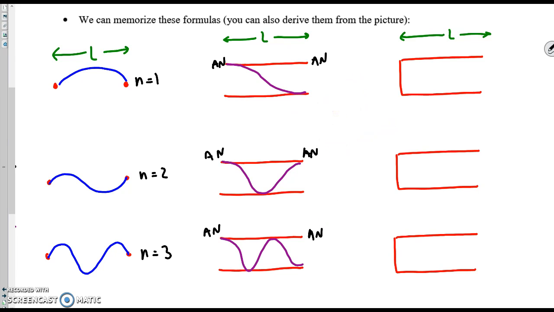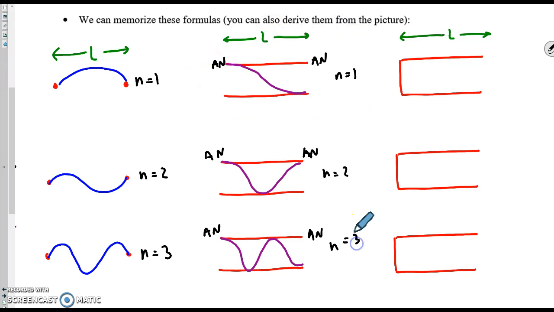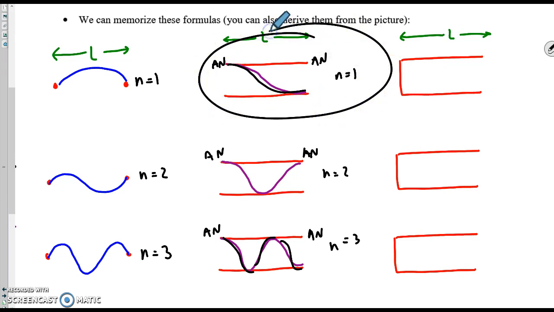Just like before, this is n equals 1. This wave has twice as much as we had up here. So we are twice as frequent. And this wave has 3 times the frequency of this here. And you can see because we have half a cycle, and half a cycle 3 times, whereas we have half a cycle only 1 time on top.